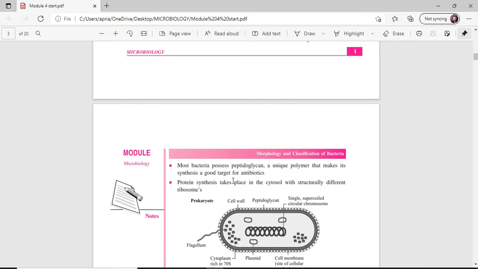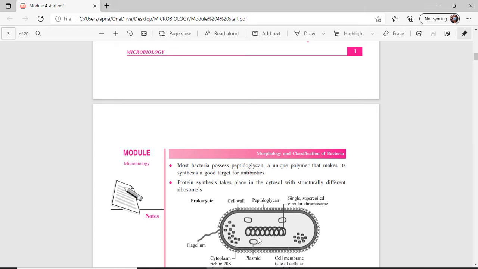So what antibiotics target is the peptidoglycan. The peptidoglycan comprises the cell wall, the outer part of the bacteria. Without the outer layer, other chemicals or even water can enter, and eventually the bacteria will die or burst. Without the shell protecting it, the bacteria will not survive. Then protein synthesis takes place in the cytosol with structurally different ribosomes.